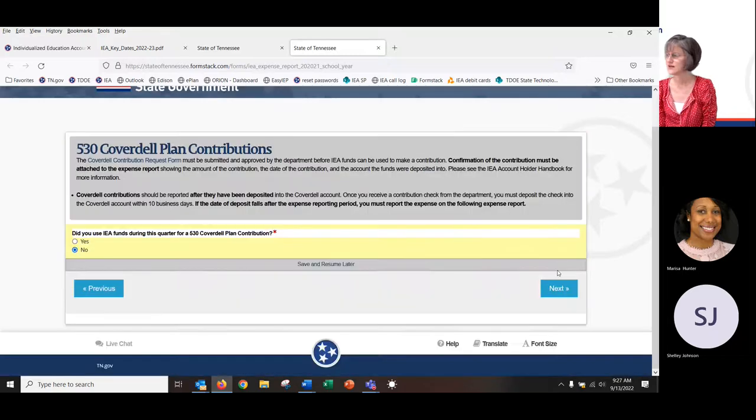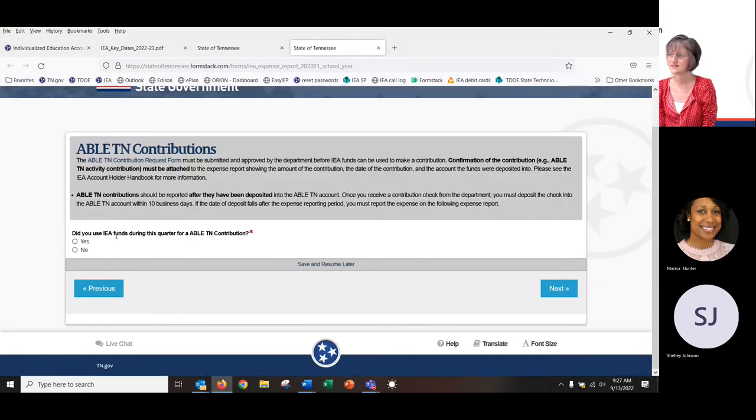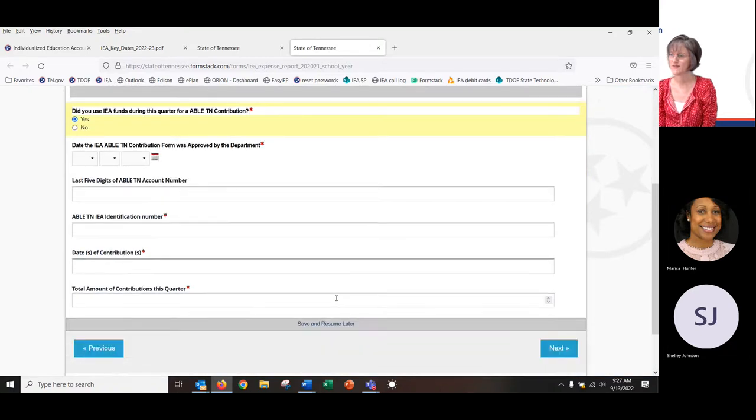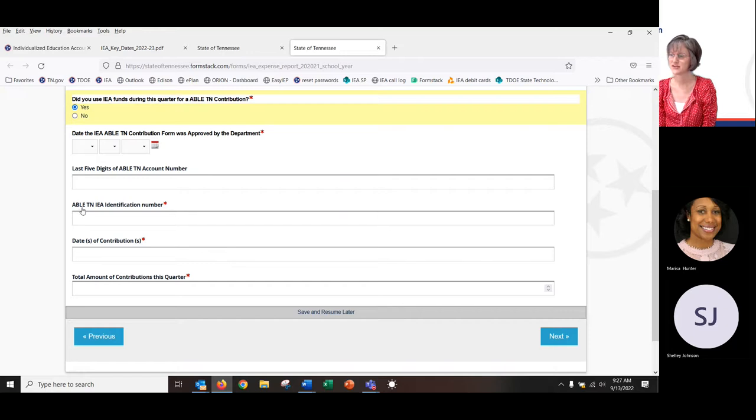Okay, well, let's move on and look at the ABLE one then. Same thing as the Coverdale almost, except now you have to enter your ABLE-TN IEA identification number. Marissa, will they know what that is? Where will they find that? That is the number that starts with 9 and ends with 02. Please put the 02 number there, as IEA funds can only be deposited in the 02 account. Very good. Thank you.